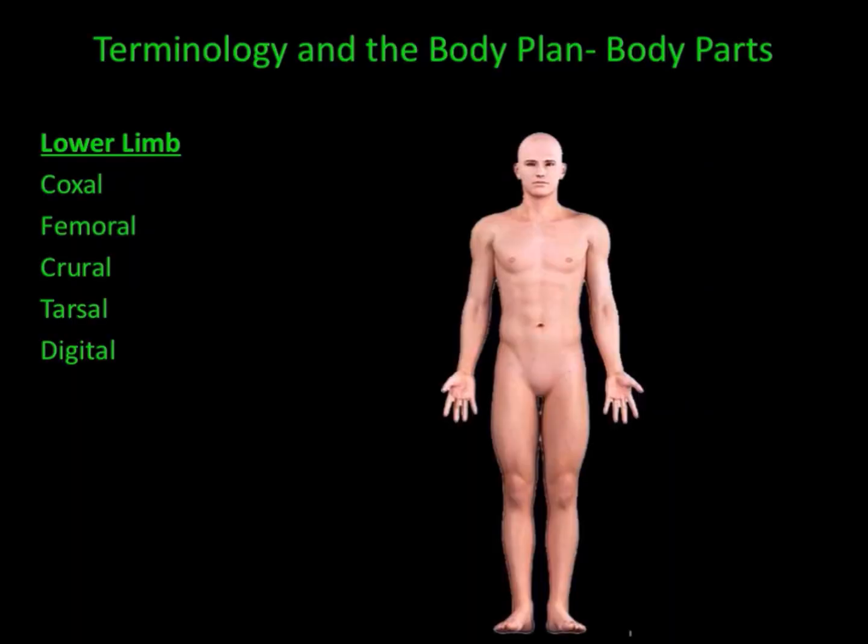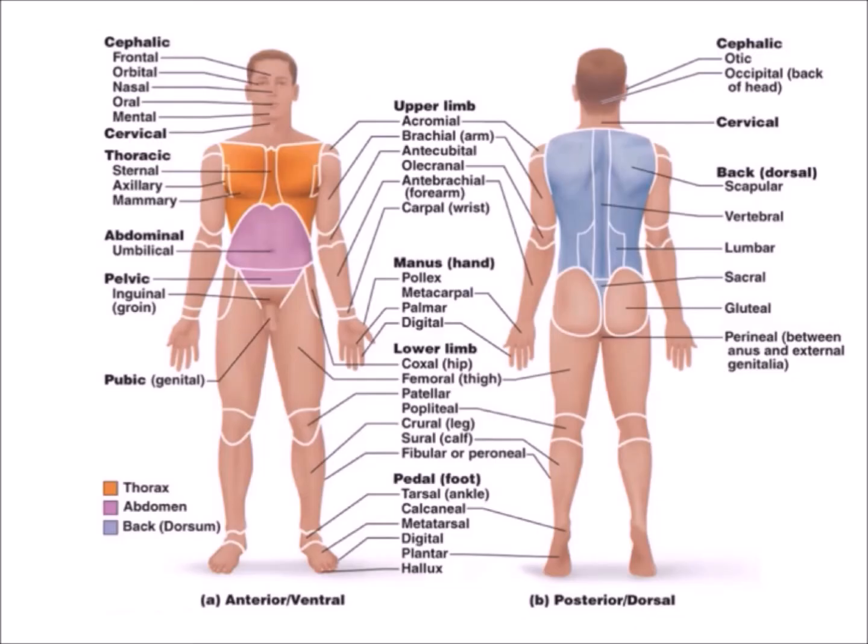Next, we take a look at the body parts of the lower appendicular skeleton. The first body part, coxal, refers to the hips. The next body part, femoral, refers to the thigh or leg. The next body part, crural, refers to the lower leg. Tarsal refers to the ankle. And finally, digital refers to the toes. As you can see, there are many more body parts of the human body. I chose to only go over the major body parts.